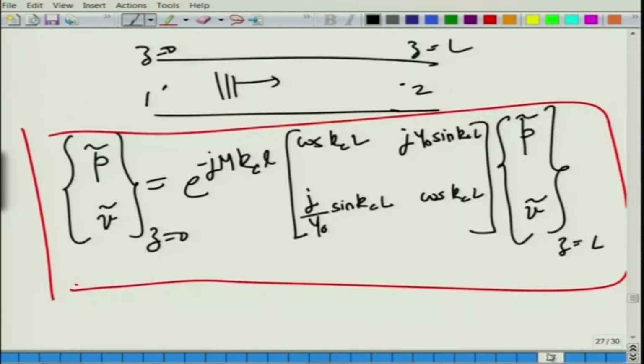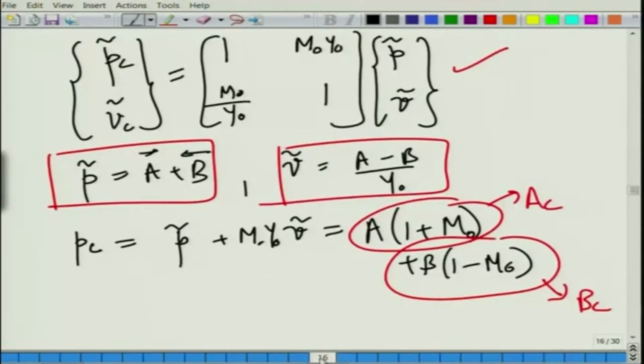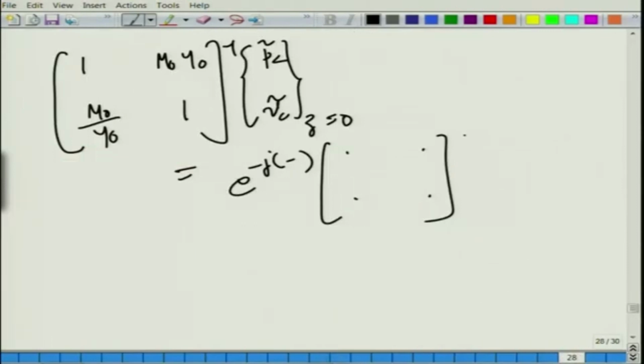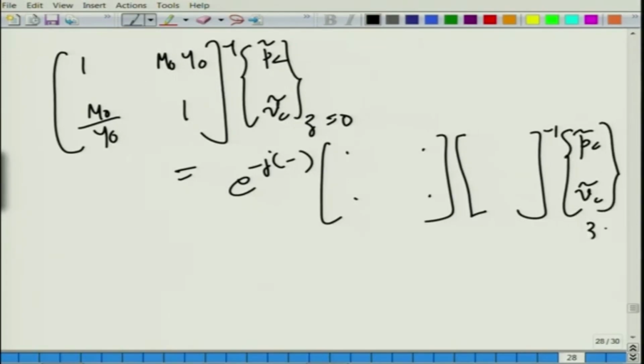Let us go back to slide 16. Again, we have to invert this. The inverse of this times P_c V_c at z equal to L is what is going to do the trick for us. Here we have no choice but to invert it and write P_c tilde V_c tilde at z equal to L. So, this is 1, m_0 y_0, m_0 by y_0 and 1. Now we need to pre-multiply this.